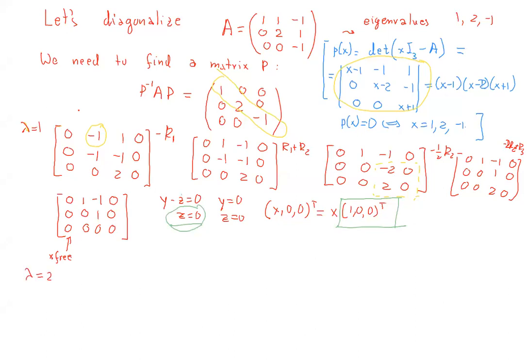Okay? Now let's do lambda equals 2. If lambda equals 2, again, I'm going to go to my matrix with the x's, and I'm going to see what I'm getting. So I'm getting 1 here, then negative 1 and 1, then 0, 0, negative 1, and then 0, 0, 3. That's what I'm getting. I make it into an augmented matrix.